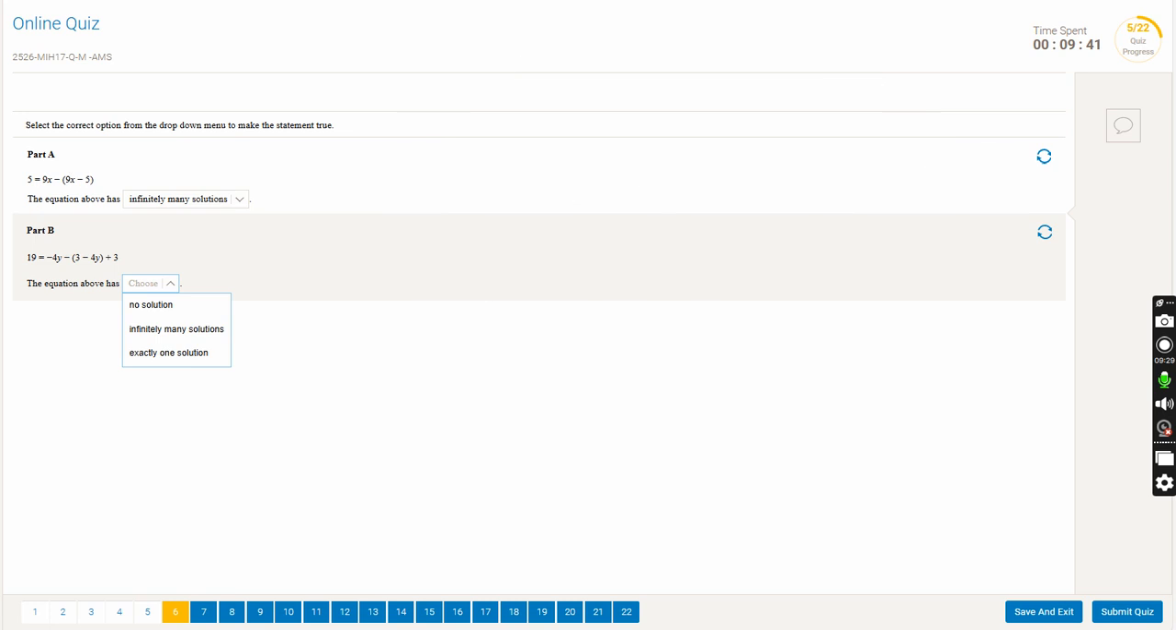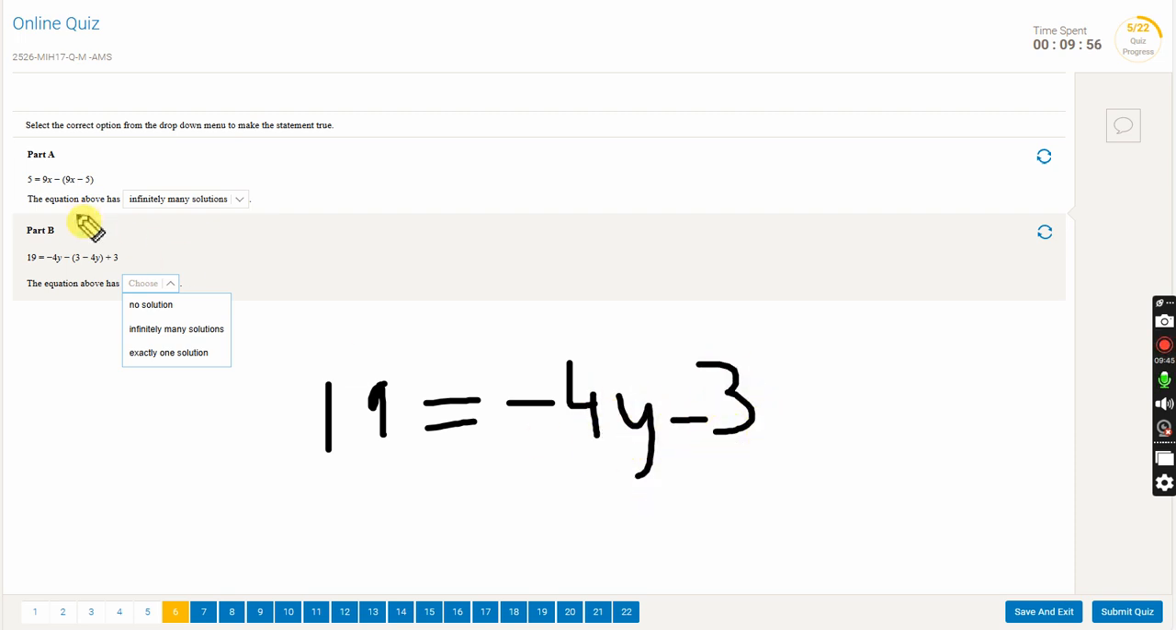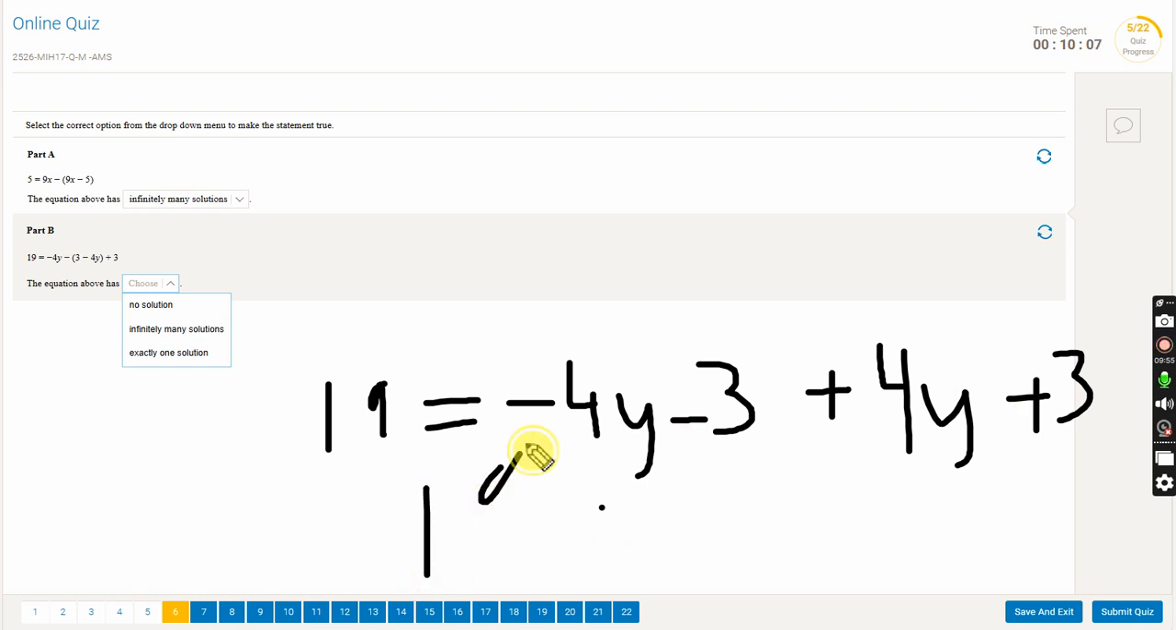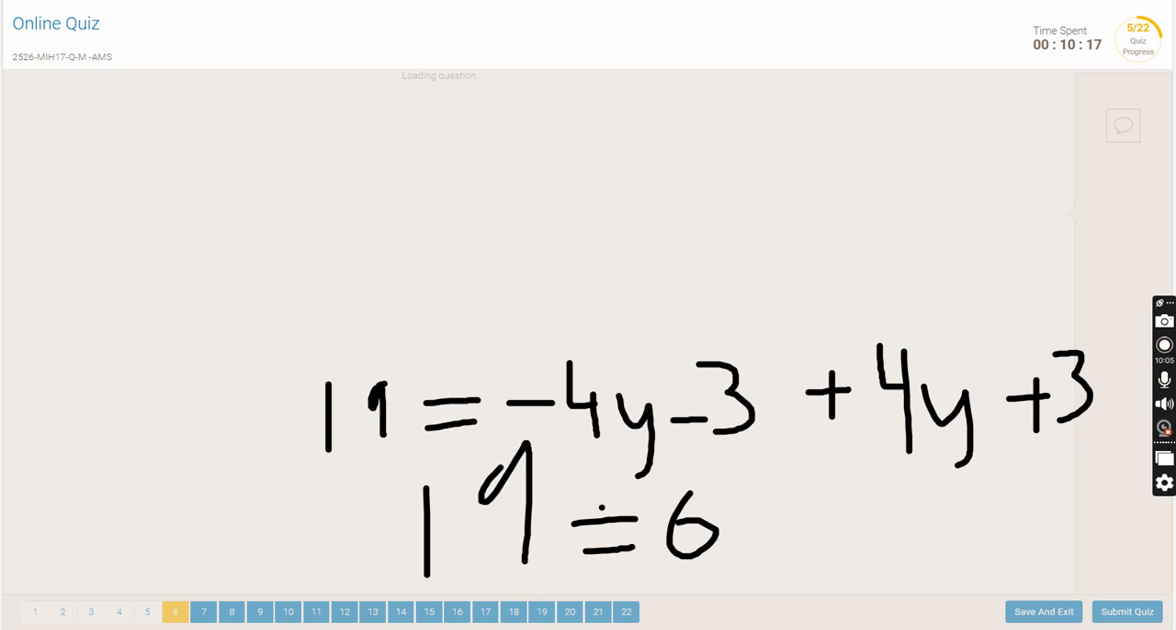The next one, let's solve it again. It becomes 19 minus 4y. 19 is equal to minus 4y minus 3. Again, I'm going to take the minus inside, and plus 4y plus 3. Let's solve it. So we have minus 4y plus 4y, 0, minus 3 plus 3, 0. So 19 equals 0. Is 19 ever equal to 0? So it means that there is no solution. Let's go to the next one.